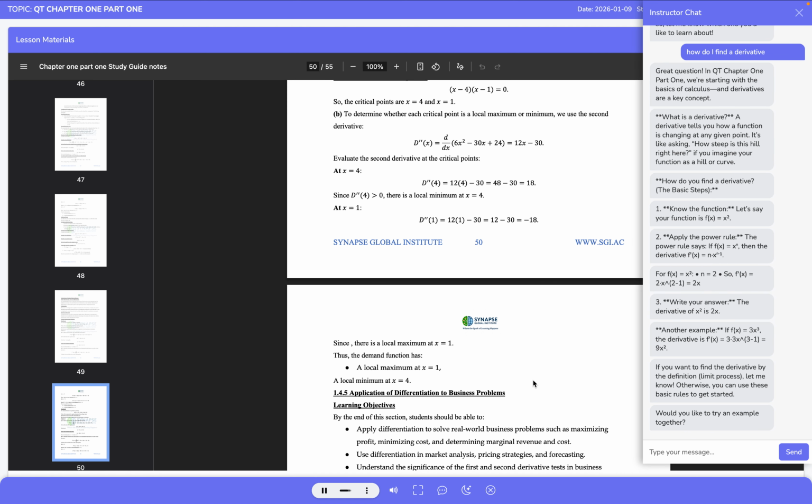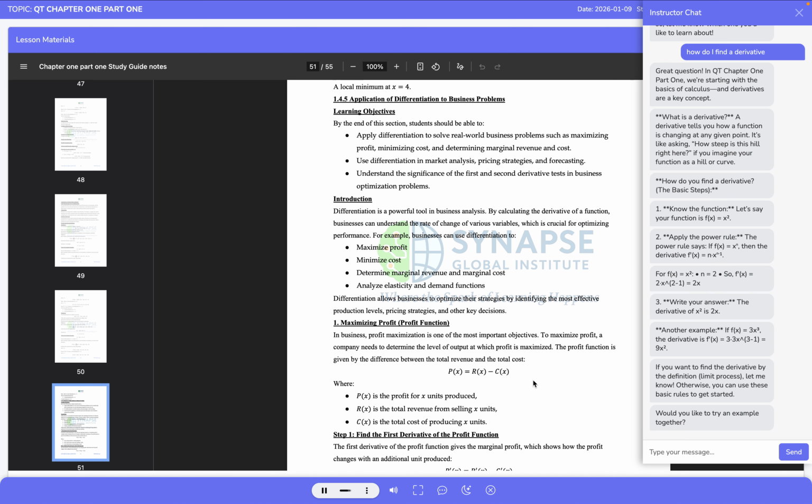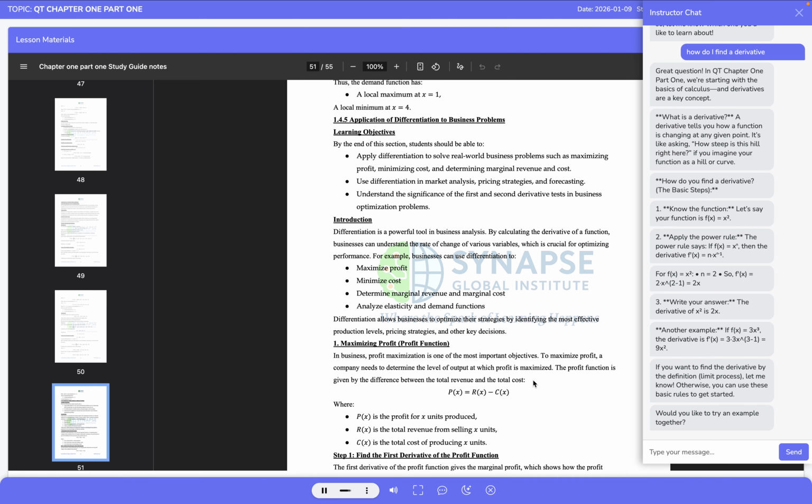As we conclude this session, take time to reflect on how turning points help businesses identify optimal and critical decision levels in production, pricing, and demand analysis.